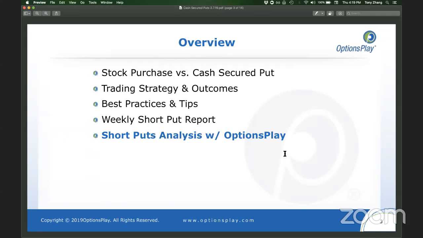So we're going to go through a couple of examples. I want to talk about the trading strategy itself, and I'm going to talk about the different outcomes that you'll have, both for a stock purchase versus a cash secured put, so that you can see the two side by side, and it'll help illustrate the difference between the two and what the benefits and limitations of each one are. Then we'll talk a little bit about best practices and tips in terms of selecting a cash secured put.